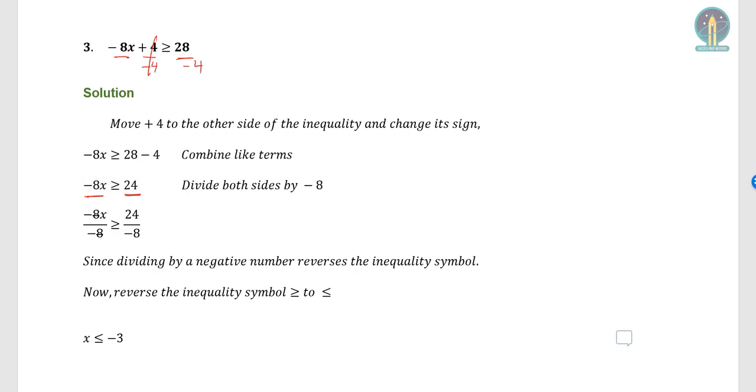Now we want to bring the negative 8 to the other side, so we're going to divide both sides by negative 8. These two are going to cancel, but since I'm dividing by a negative number, I have to flip the inequality sign. Dividing by a negative number reverses the inequality symbol, so now we reverse it to the opposite symbol. So now we don't have x greater than or equal to minus 3. We have x less than or equal to minus 3.